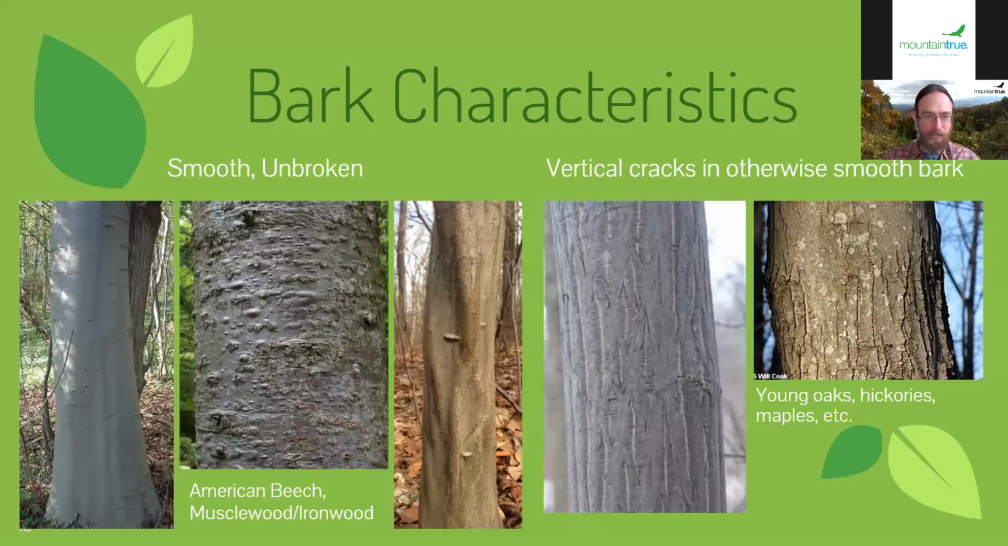As far as texture, we've got smooth bark, American beech, classic for that. It's smooth and has very few textures on it. Musclewood, or ironwood, on the other hand, is smooth, but the wood underneath is very muscly, very ridged. A lot of trees in our area have cracked bark. For example, second to the right is a young hickory tree, probably a mockernut hickory from the looks of it, with vertical cracks in the bark. Those will eventually become structures known as furrows, and the high points will be known as ridges.